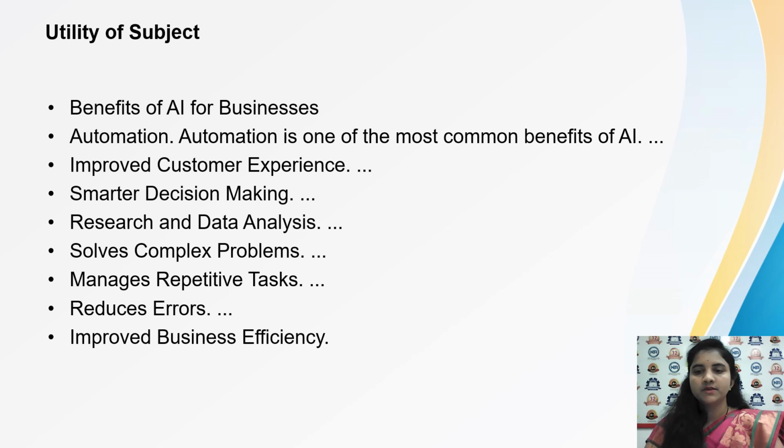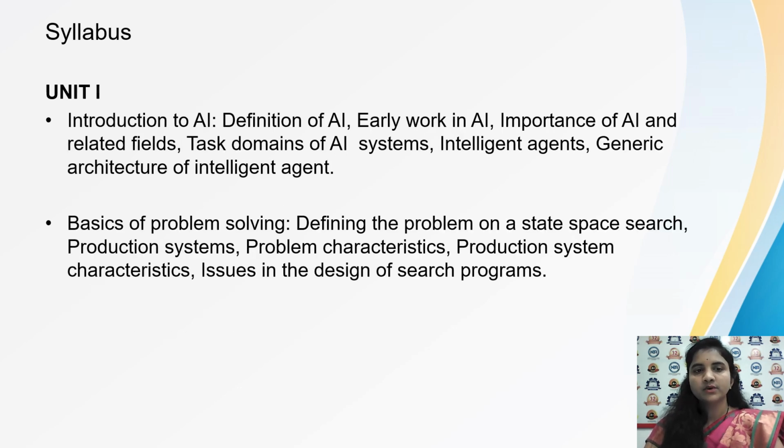Next, I am going to explain the syllabus which is included in the fifth semester of the computer technology branch in RTMNU. The first unit contains introduction to AI. Introduction to AI means definition of AI and early work, which are included in the first unit. Next is the importance of AI and related fields. Next is task domains of AI systems. Task domains contain three types of domains.